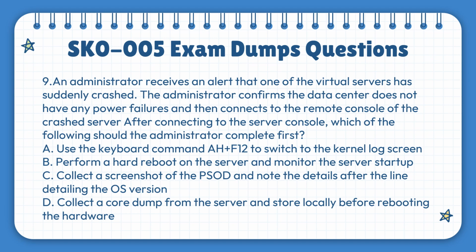A. Use the keyboard command Alt plus F12 to switch to the kernel log screen. B. Perform a hard reboot on the server and monitor the server startup. C. Collect a screenshot of the PSOD and note the details after the line detailing the OS version. D. Collect a core dump from the server and store locally before rebooting the hardware.